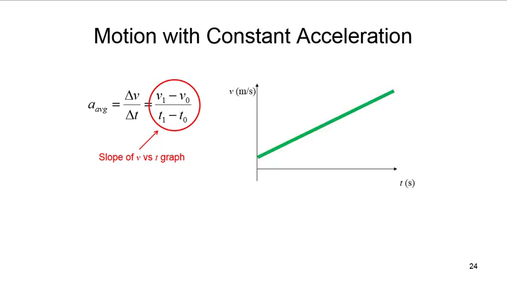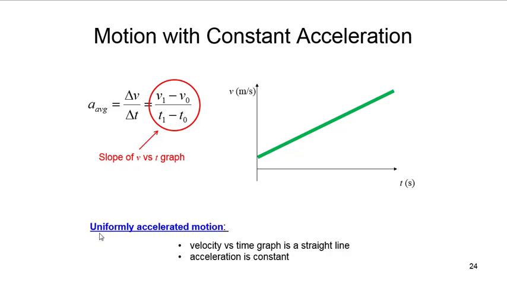So here is an example of uniform or constant acceleration. The slope of this graph is constant. That means the acceleration is constant, because acceleration is the slope of the velocity versus time graph. So we're now going to have another type of motion. It's called uniformly accelerated motion. This is separate from what we talked about before, uniform motion.